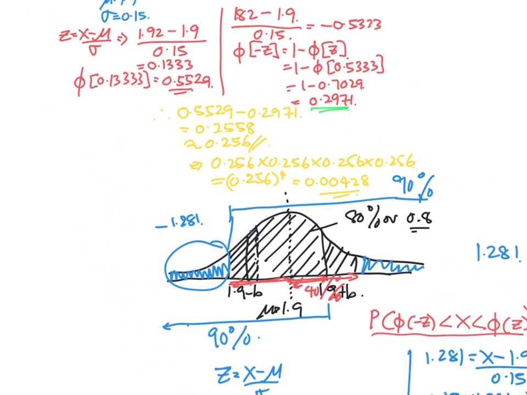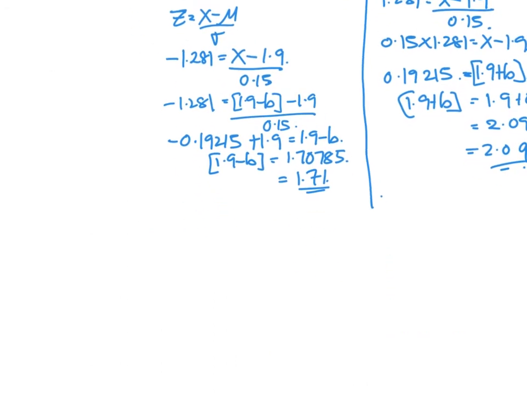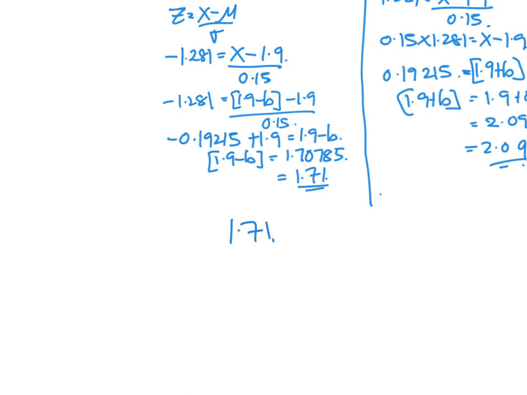So for the question, they require us to find the safety limits within which 80% of the tires fall. So the safety limits are 1.71 to 2.09.